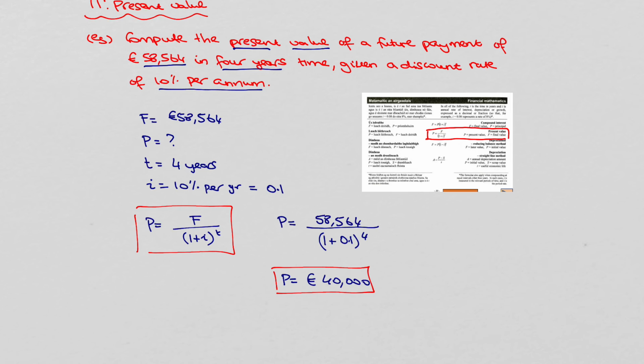So what this means is that if we had €40,000, and we were getting 10% per annum, then in 4 years' time, that would be worth €58,564.